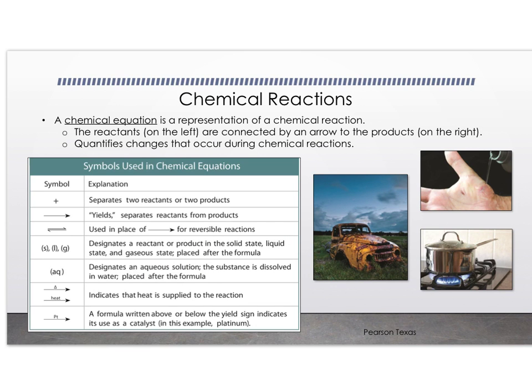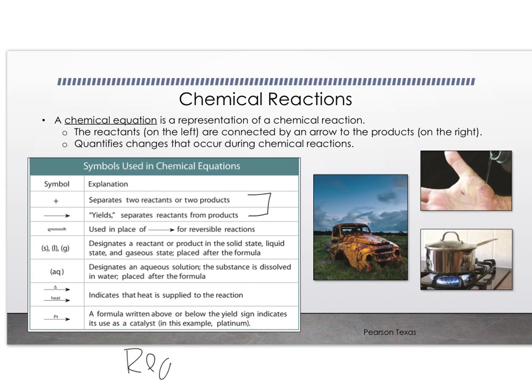A chemical equation is a representation of a chemical reaction. The reactants on the left are connected by an arrow to the products on the right. This helps us to quantify changes that occur during chemical reactions. So we use a couple of symbols to help us identify what is going on in a chemical equation. The first two here are the plus sign and the arrow, which is a yield sign.